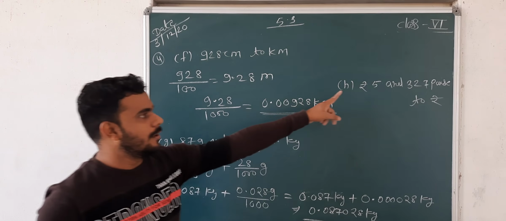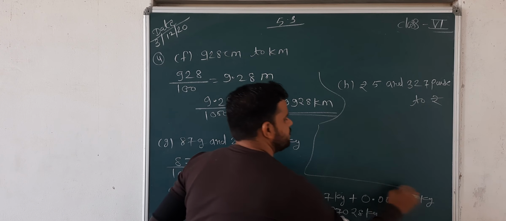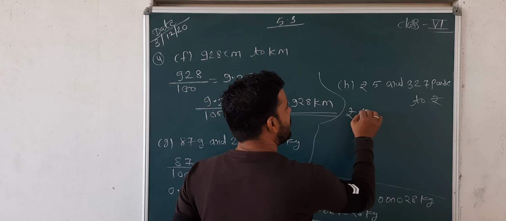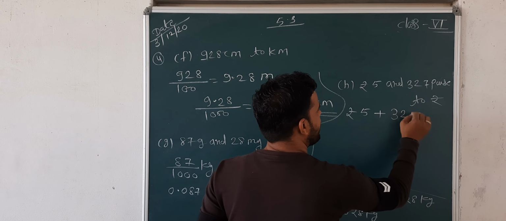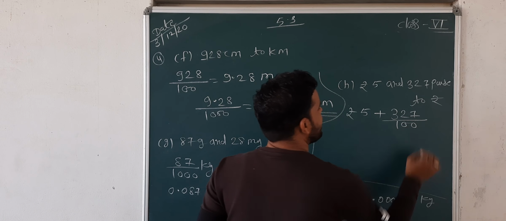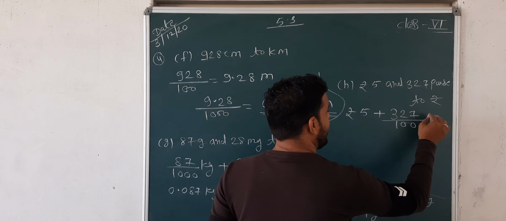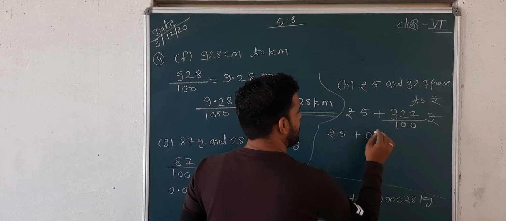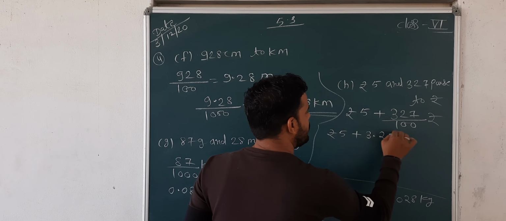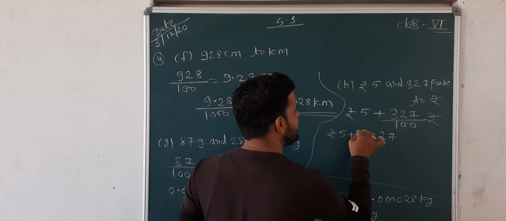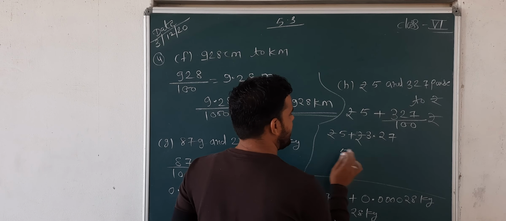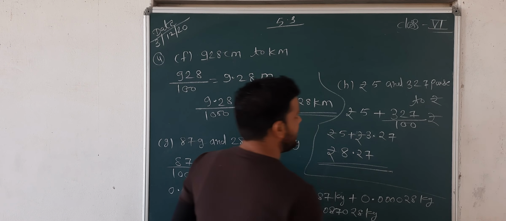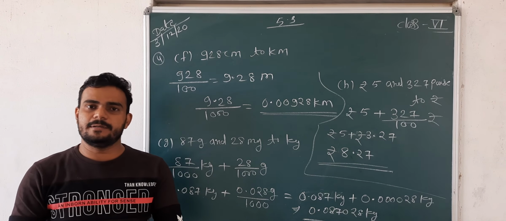And the last, rupees 5 and 327 paise into rupees. So this is already rupees 5 plus 327 paise. 1 rupee is 100 paise. So the final answer is rupees 5 plus 3.27. This is also rupees. So final answer is 8.27 rupees. Okay, so take the screenshot and write the answers in your notebook.